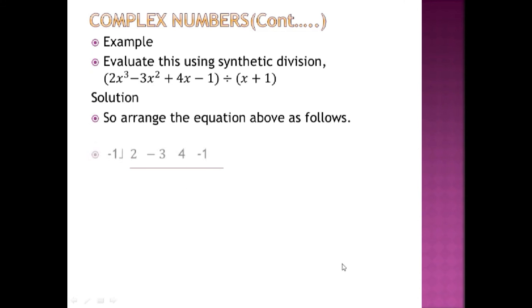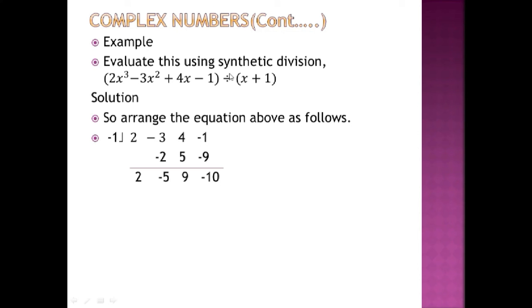Let's keep going. For example, evaluate this using synthetic division. We are given 2x cubed minus 3x squared plus 4x minus 1 divided by x plus 1. Solution: we arrange the above equation accordingly. It looks like it is already arranged, because it starts with power 3, power 2, power 1, and then the constant.